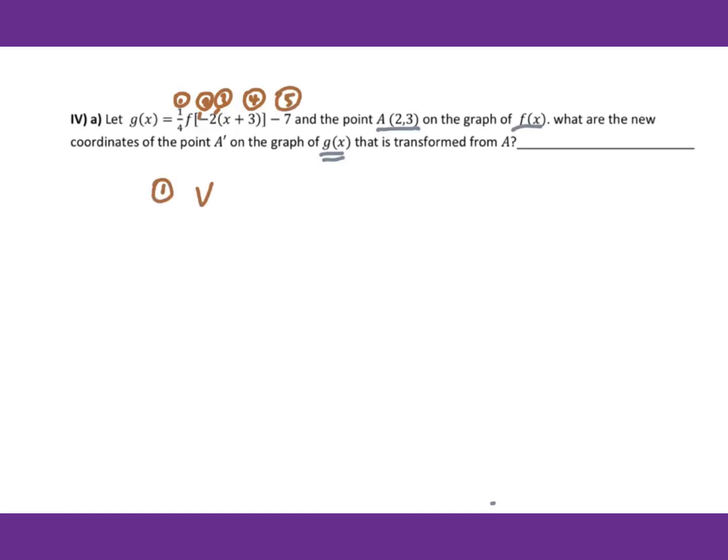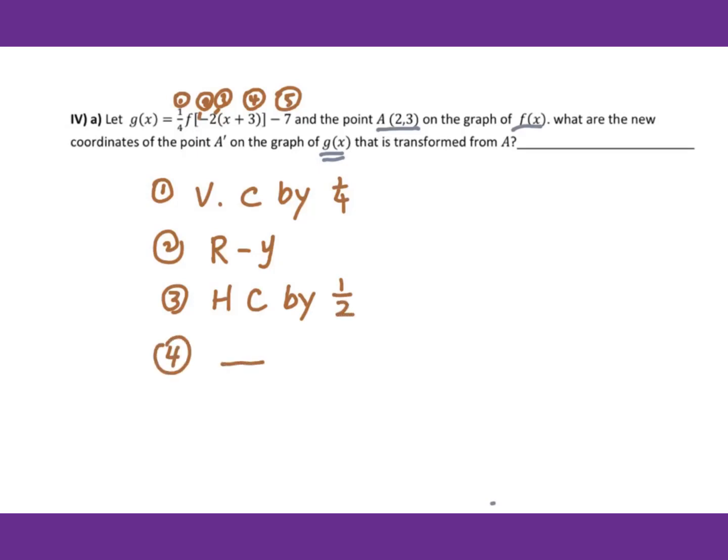First step is vertically compressed by factor of 1 over 4. Second, reflect across the y-axis. Third, inside is linear, so horizontally compressed by factor of 1 over 2. Then for number 4, move to the left 3 units. And 5, go down 7 units.